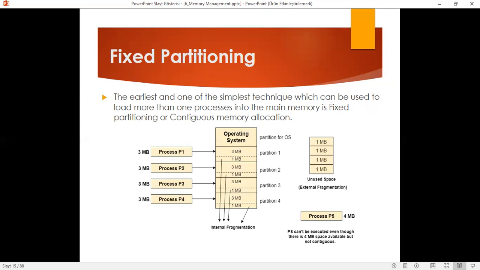And also, they call it contiguous memory allocation. It means we are storing one after the other, and we can't divide a process to put its parts in another place. It means contiguous.